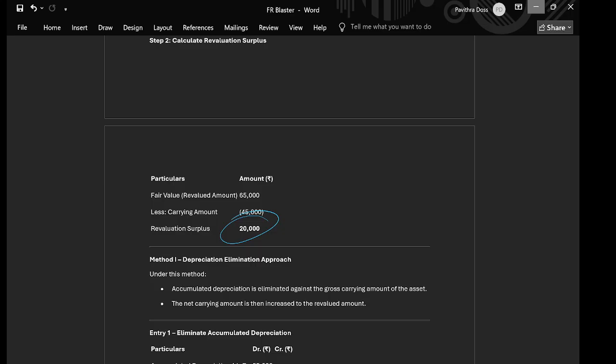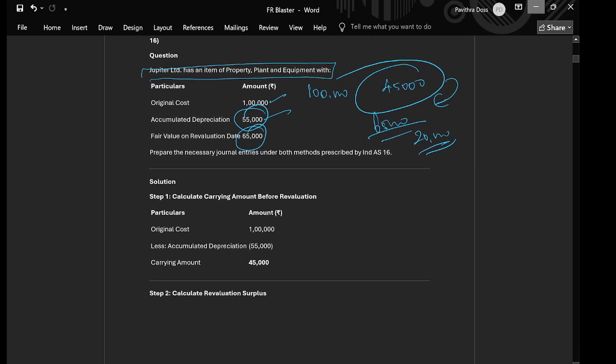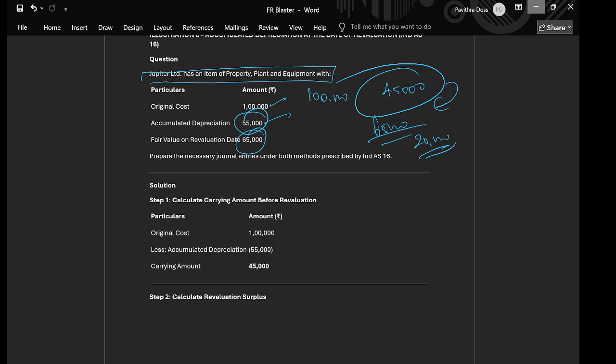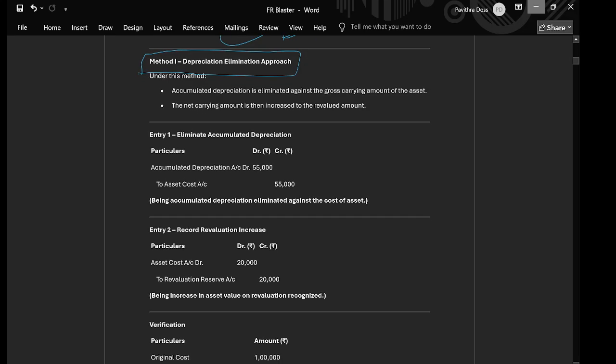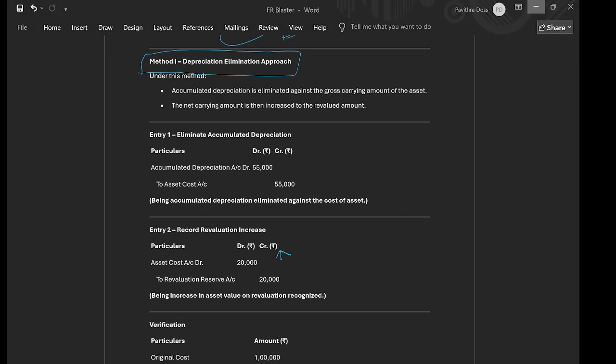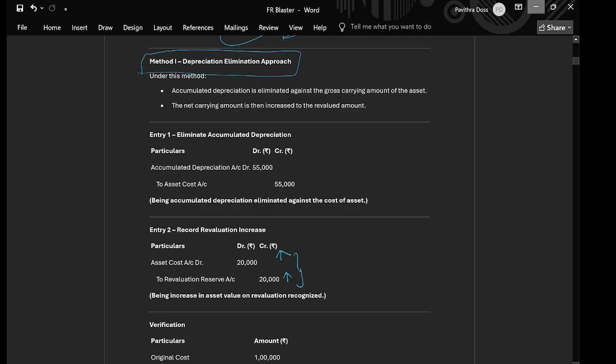But we have two methods to approach this. One is called the depreciation elimination method. The name itself suggests that depreciation is going to be eliminated. So the accumulated depreciation, we are going to remove it. So that is what we did here also. We are taking off the accumulated depreciation, which means we are left with the value of 45,000, and from 45,000 it is going to 65,000. So we have a revaluation surplus of 20,000. So how do we write it? The value of the asset increases, which means asset account debit, revaluation reserve 20,000 credit. So this is about the depreciation elimination method.